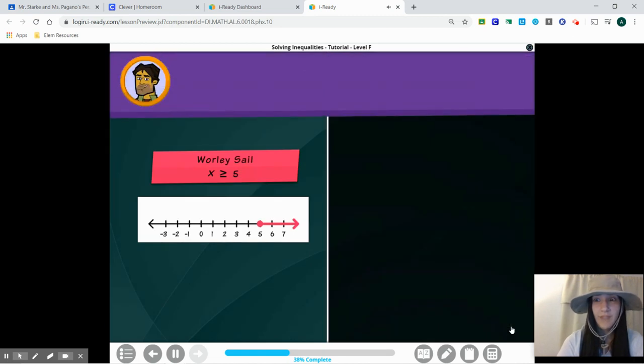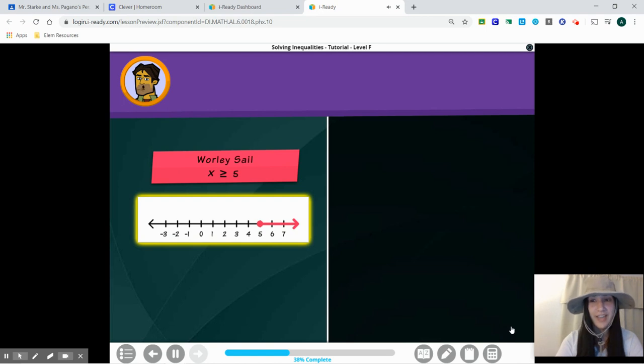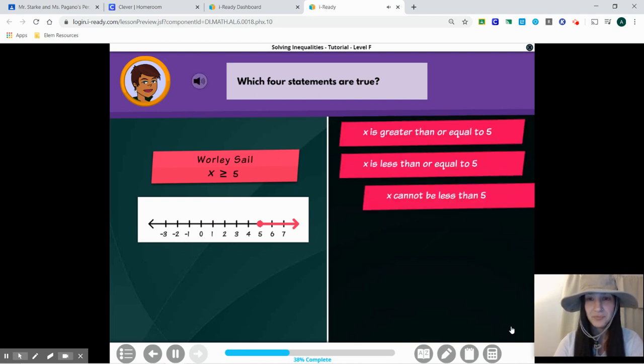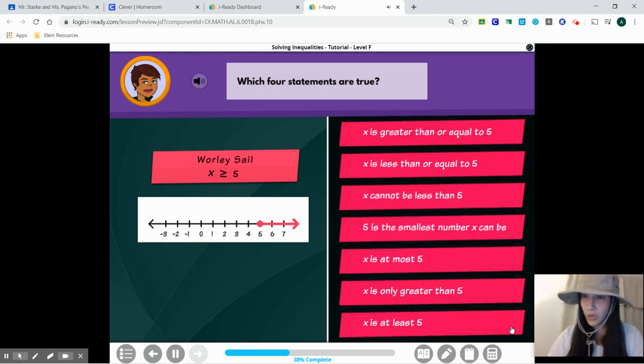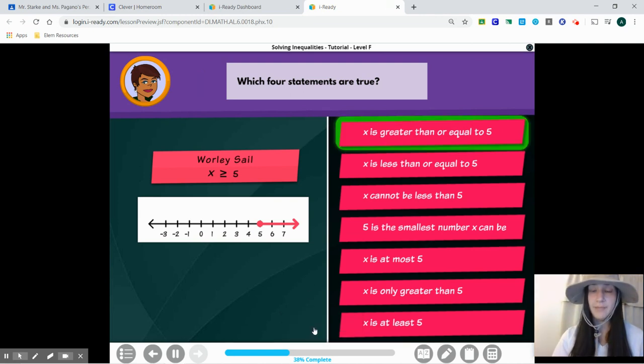Okey dokey, we have our algebraic and graphical representations. What's next? Ah, yes, verbal. Which 4 statements are true? Okey dokey. Let's read through them. So first we see that we have x is greater than or equal to 5. So our first one right here is true. We have to click them one at a time. That's exactly how you would read this statement.